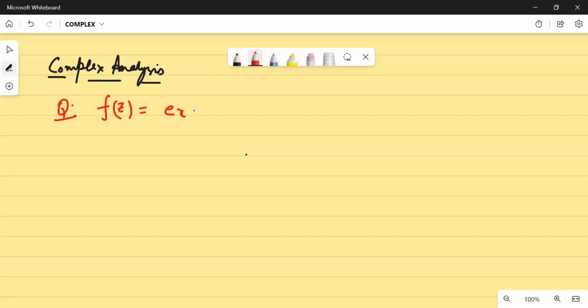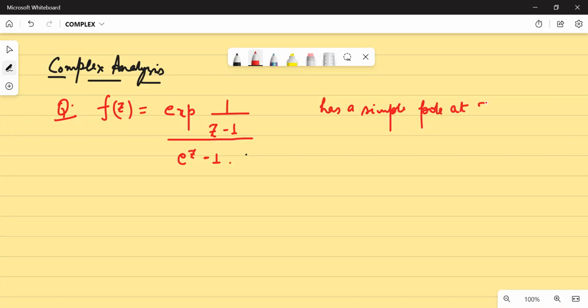Good morning. So for example, yesterday we were doing this question, right? If I'm not wrong, divided by e raised to power z minus one. And it was asked that it has a simple pole at z equals 2kπi and an essential singularity at z equal to 1. You have to see whether the statement was true or false. Okay, so let us begin.